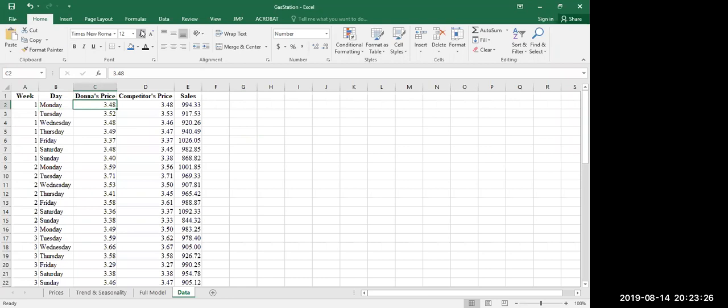So you can see on the first day, the first Monday of the first week, they were the same price. On Tuesday, Donna's was cheaper by a cent. But then on Wednesday, her competitor cut the prices by 2 cents, and then again on Thursday. Then on Friday, they were the same price, etc. So this is the pattern of what's actually happening in our data.